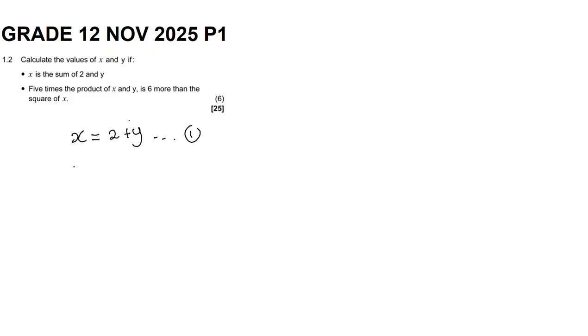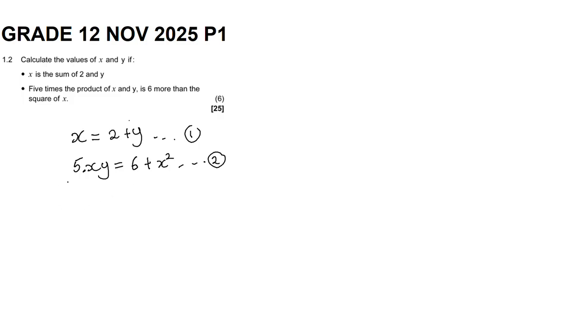And the second statement says 5 times the product of x and y. What does that mean? Product is multiplication, so it means 5 times the multiplication of x and y. So this is the same as 5xy, because it's 5 times x times y. You see guys, this equals, they say, 6 more than the square of x. So it means it's 6 more than the square of x. It was very simple, guys.